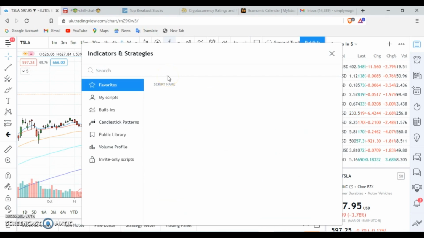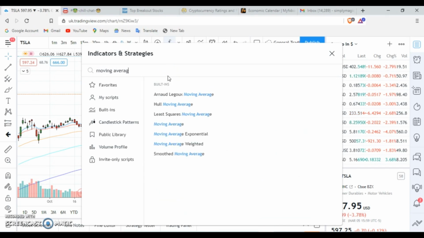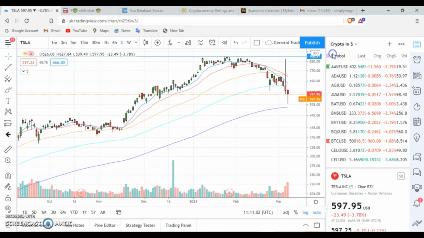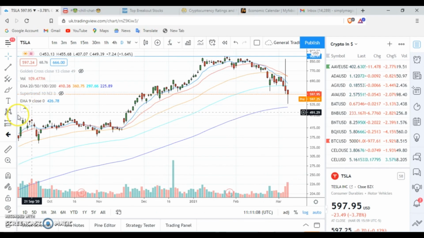Or if you want a simple moving average, just type in moving average here, and then it will have moving average. So that's your simple. The one that doesn't say exponential is your simple. Again, simple is sort of your average over the last 50 days, 100 days, whatever you choose, but it's not more weighted to the current times. So now we have an EMA here. The default EMA is set on 9, which is good, which is kind of what we want.